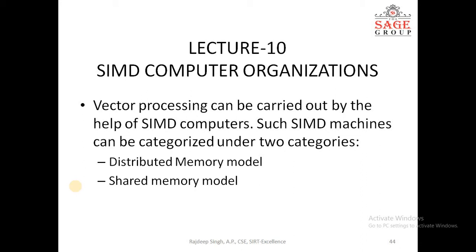Now what you have already learned about SIMD organization, that is single instruction multiple data streams. Multiple data means collection of data. That means we are talking about processing on some vector data. So SIMD computers are actually used for carrying out processing of vector data also. Vector processing can be carried out with the help of SIMD computers. SIMD computers have been categorized into two categories: distributed memory model and shared memory model.